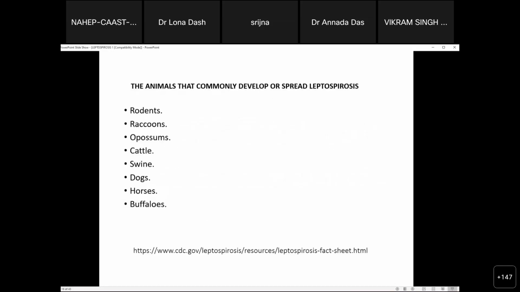The list of animals who can spread leptospirosis includes rodents, cats, raccoons, possums, cattle, pigs, dogs, and horses.